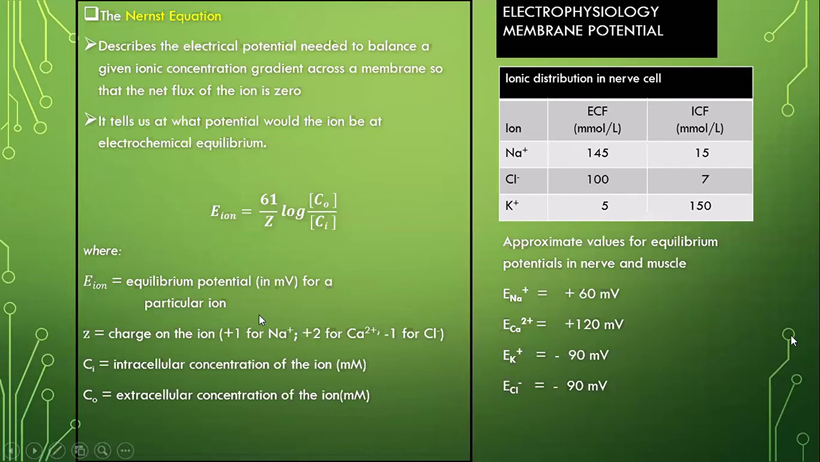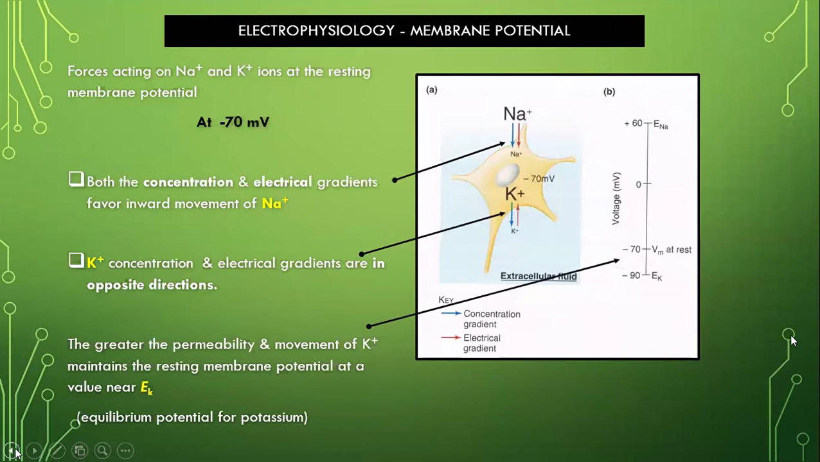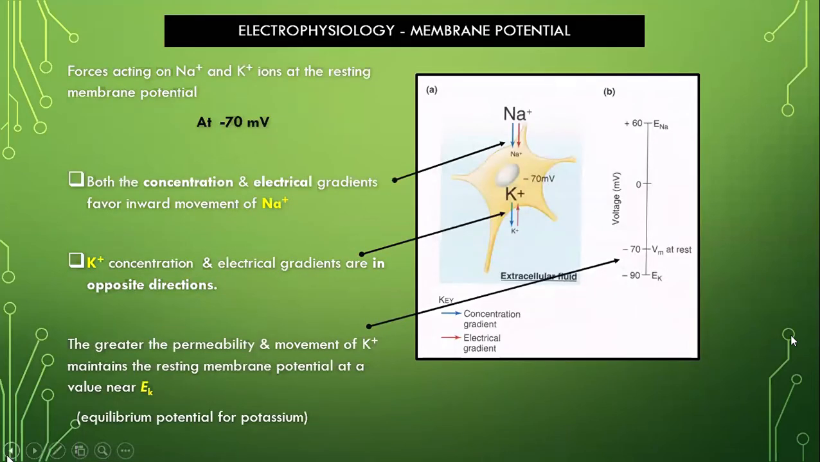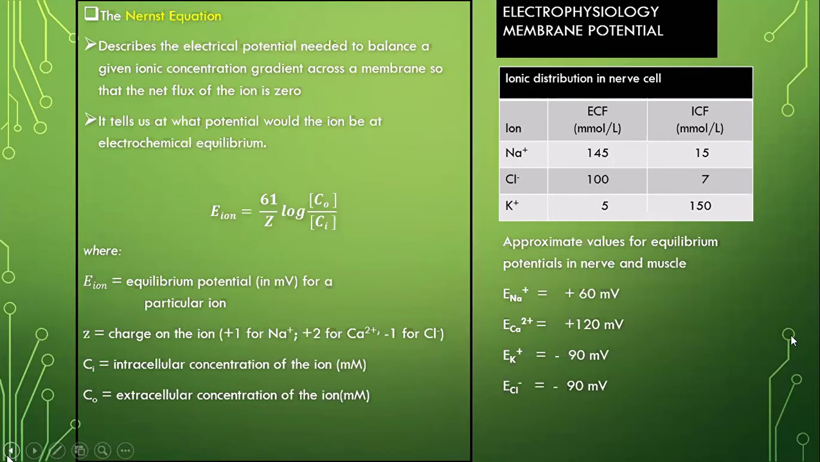Now, the equilibrium potential for a particular ion equals 61 over the charge on the ion times the log of the extracellular concentration, the outside, over the inside. That is your Nernst equation.